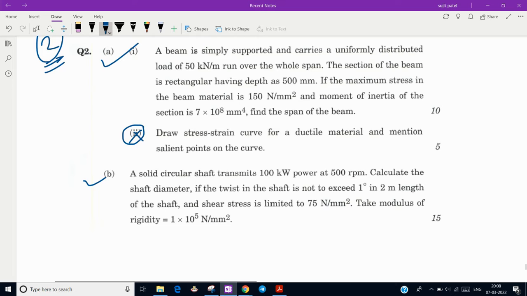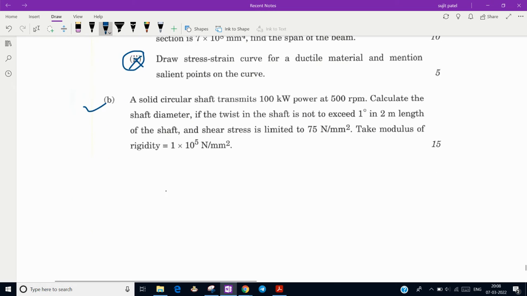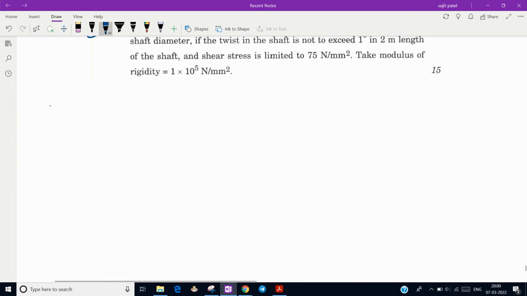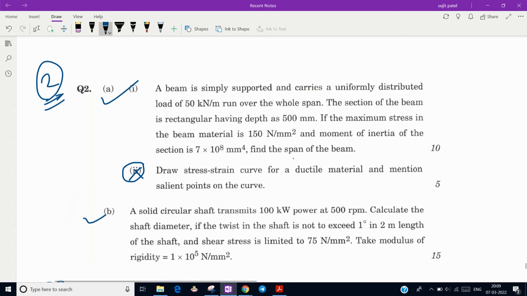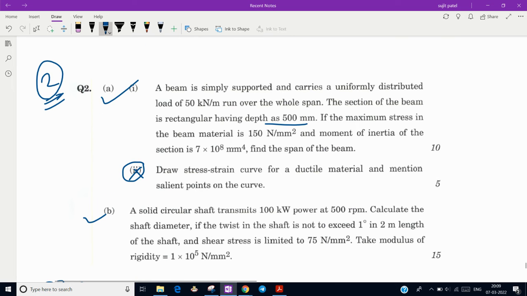So the first question. A simply supported beam carries a uniformly distributed load of 50 kilonewton per meter. So let me write the given data first. Here, given data: uniformly distributed load, small w, is 50 kilonewton per meter over the whole span. The section of the beam is rectangular, having a depth of 500 mm. So D is given as 500 mm. The maximum stress in the beam material is 150 megapascal and the moment of inertia is 7 into 10 power 8 mm power 4. Find the span of the beam.